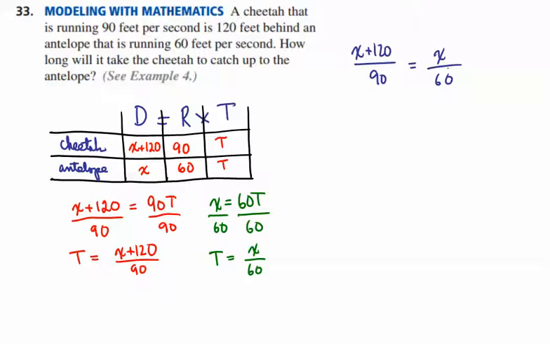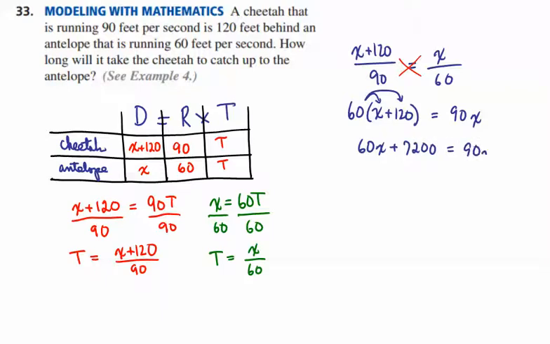Now the easiest way to solve this particular problem, I think, is to use a proportion, two ratios, two fractions set equal to each other. So we're going to solve a proportion by cross multiplying. When I cross multiply, I have to be very careful. It's 60 times the quantity x plus 120, which will equal 90x. Now I can see that I have an equation with variables on both sides. I'm going to need to distribute, and I end up with 60x plus 60 times 120, which is 7200, and that's equal to 90x.